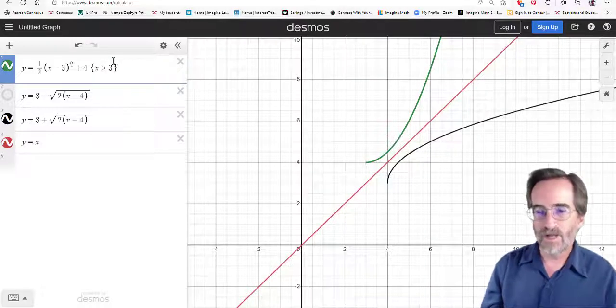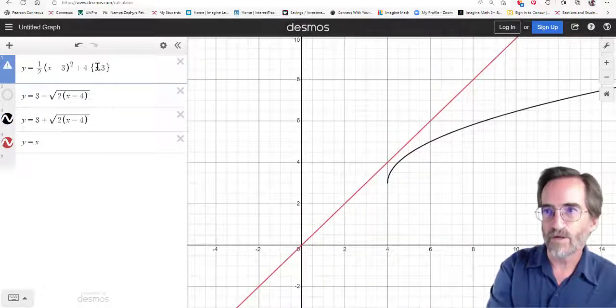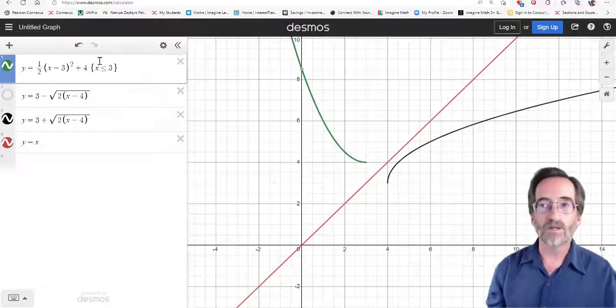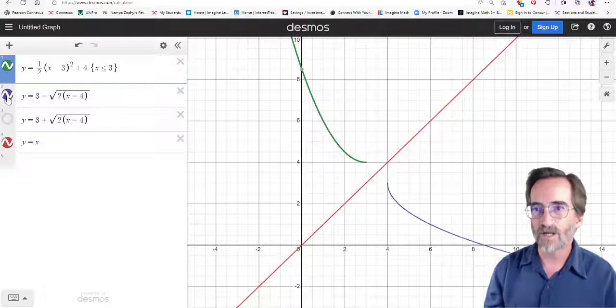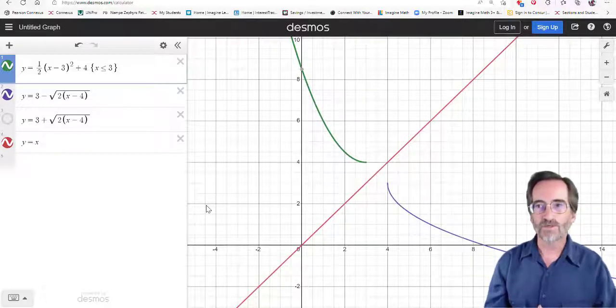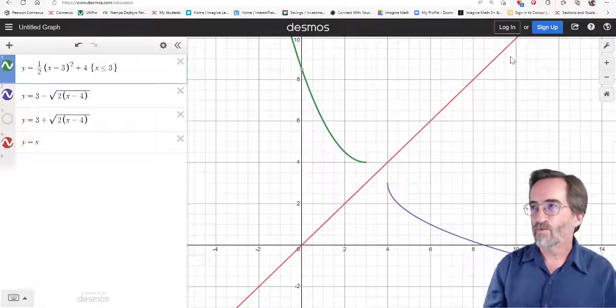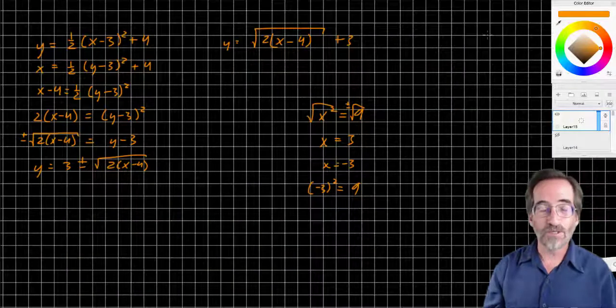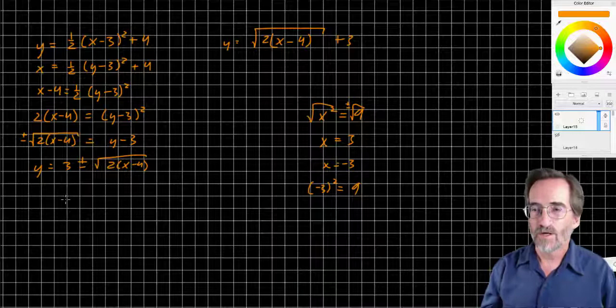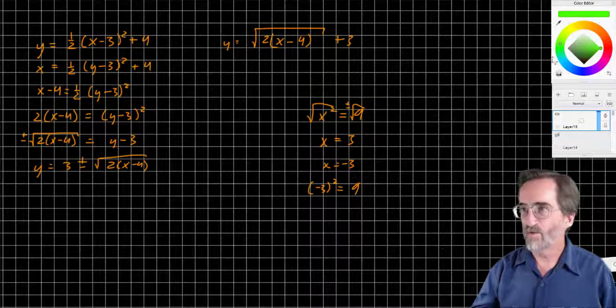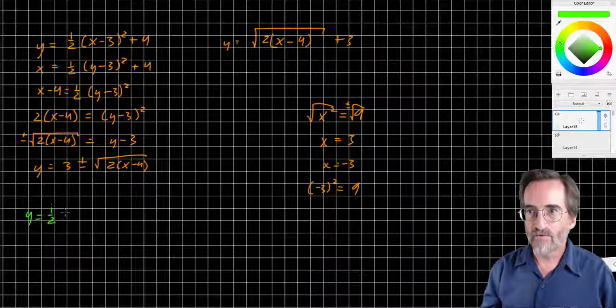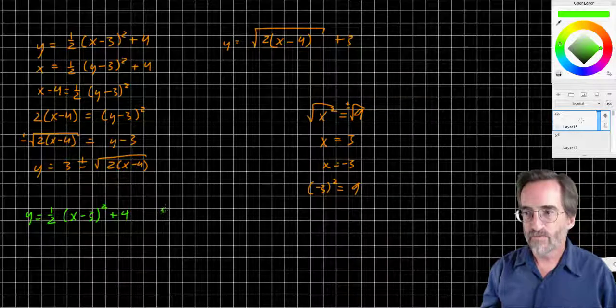But what if I said x is less than or equal to 3? Then I would be looking at the left-hand side of the function, and I'd be looking at 3 minus the square root of 2 times the quantity x minus 4. Okay, so they may ask you what domain restrictions you can apply to the original function. If we do it that way, we could say y equals 1/2 times x minus 3 squared plus 4 such that x is greater than or equal to 3.